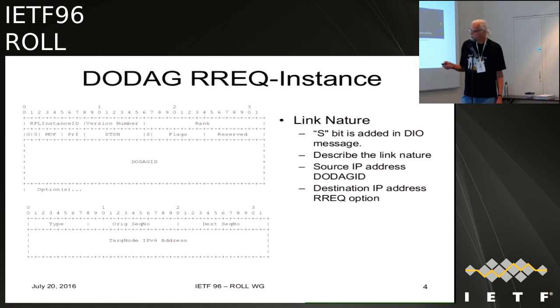And in the option, we of course include the IPv6 address of the target node, and also, from AODV, as a way to discard stale control messages, we include the sequence number. This is pretty much modeled on the way that AODV handles sequence numbers as well.